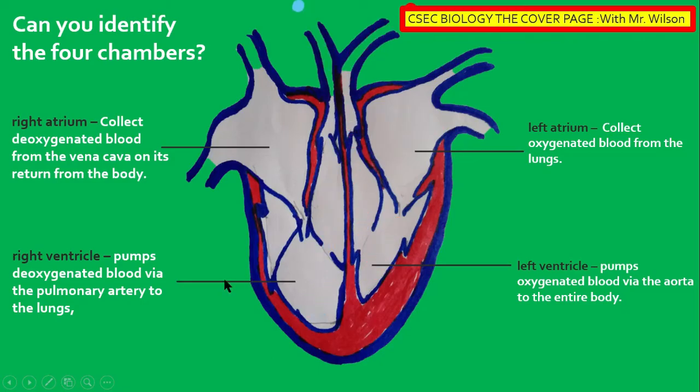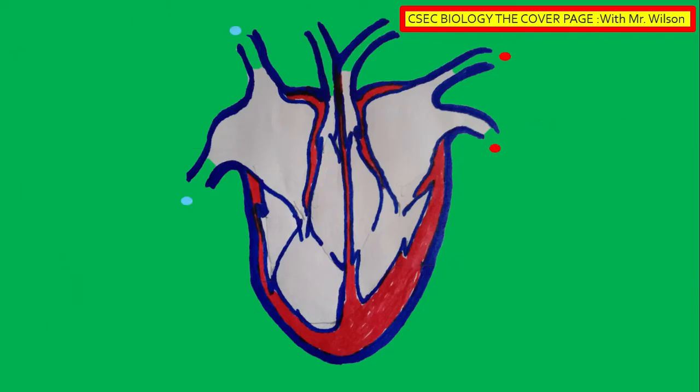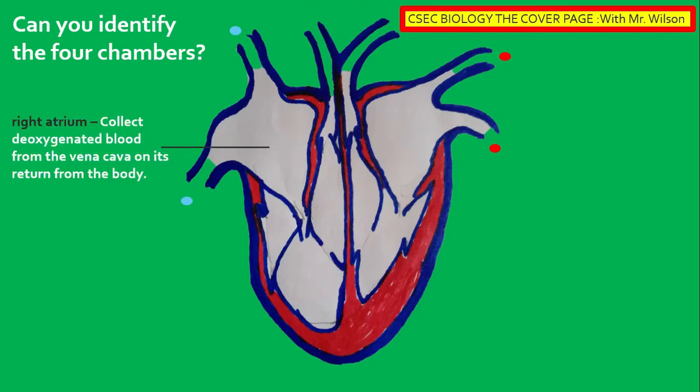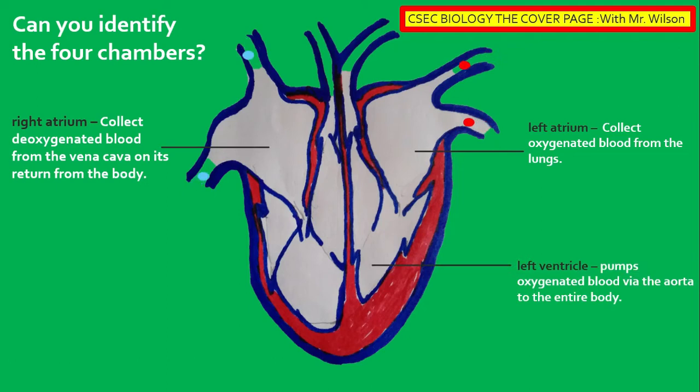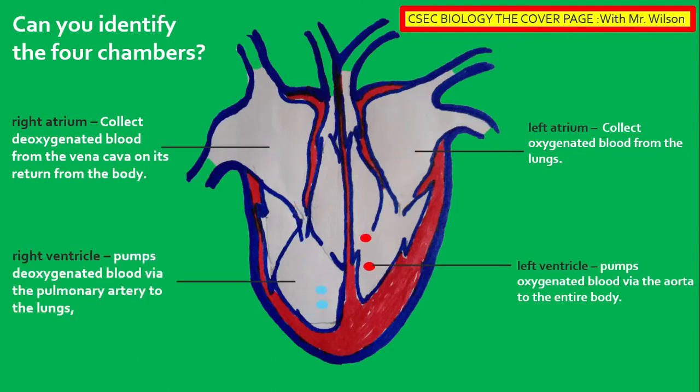Now when we move on to the right side of the heart, we have the right ventricle at the bottom, and it pumps deoxygenated blood via the pulmonary artery to the lungs. It's very important for you to know that the pulmonary artery is the only artery that carries deoxygenated blood. Remember, the pulmonary artery is the only artery that carries deoxygenated blood, which means that the pulmonary vein is going to be the only vein that carries oxygenated blood.